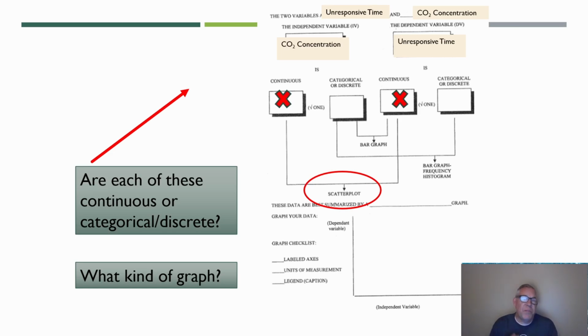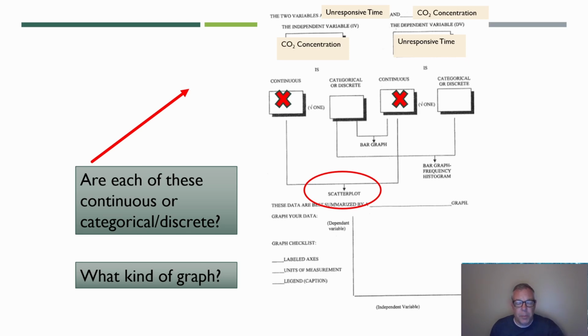And so we can go back to this little flow chart that we've used. Because the first thing we always want to do is graph the data. We want to see what the data look like. And so unresponsive time and CO2 concentration, those are our variables. And we already mentioned that CO2 concentration is the independent variable. And we think that unresponsive time depends upon the CO2 concentration. And CO2 concentration is continuous. It could take on any number of values. And so could unresponsive time. So they're both continuous. And so according to our little flow chart, we should use a scatter plot.